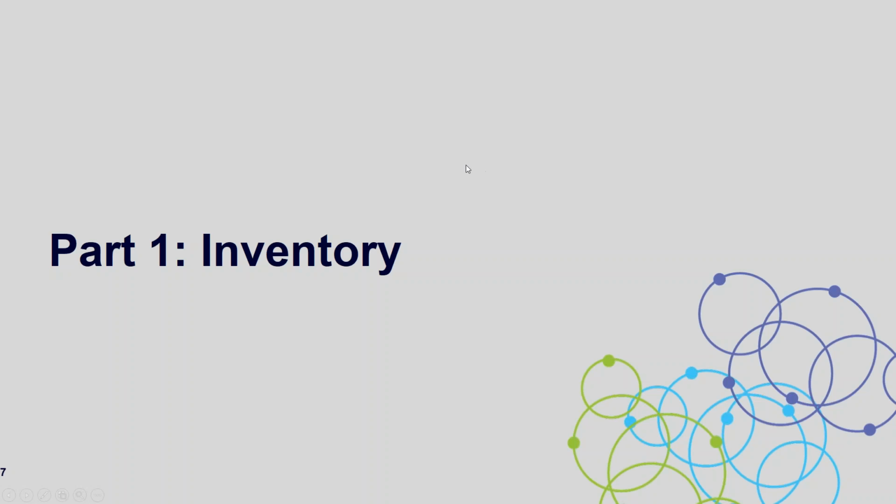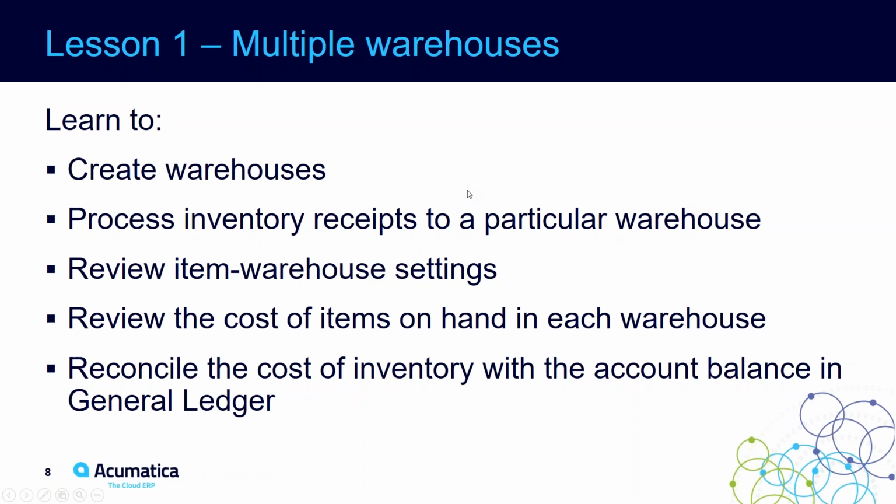So let's start with lesson 1, inventory. Here we are going to create warehouses. We are going to work with multiple warehouses. We are going to process inventory receipts to a particular warehouse. We are going to review the item warehouse settings. We are going to review the cost of the items on hand on each warehouse. And we are going to reconcile the cost of inventory with the account balance in general ledger.